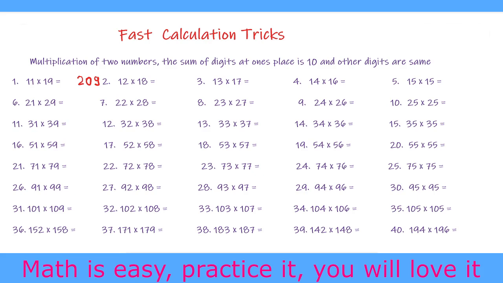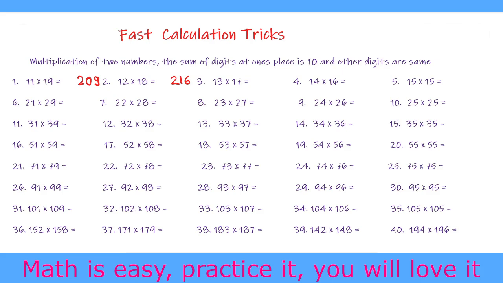The next number is 12 multiplied by 18. 8 multiplied by 2 is 16. We write 16, and the digit at 10's place is 1, and the next number of 1 is 2. 2 multiplied by 1 is 2. So 12 multiplied by 18 is 216.